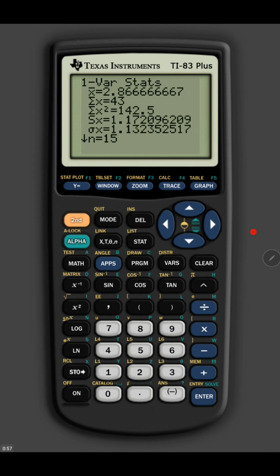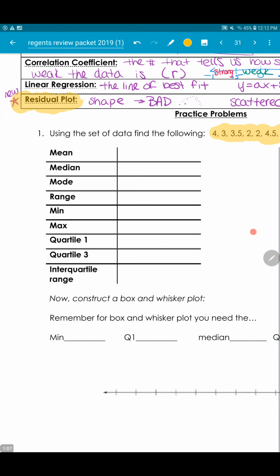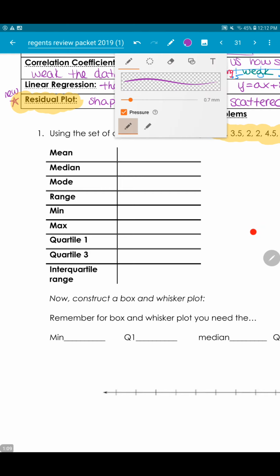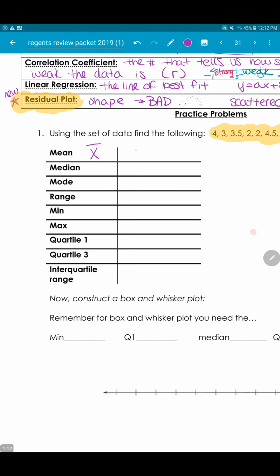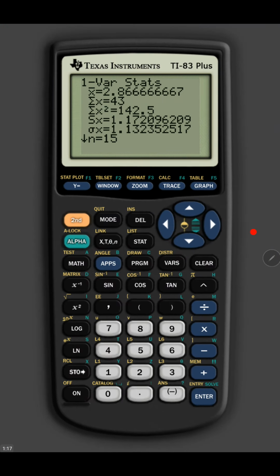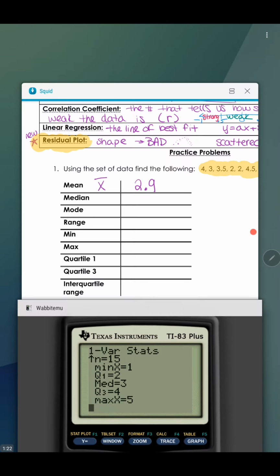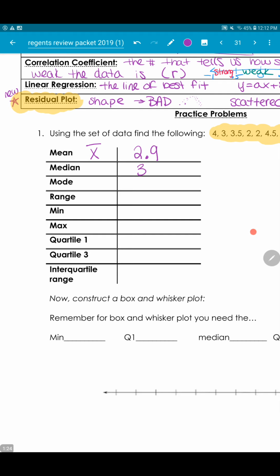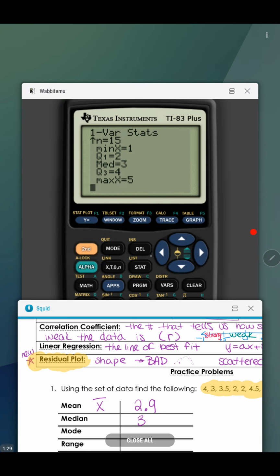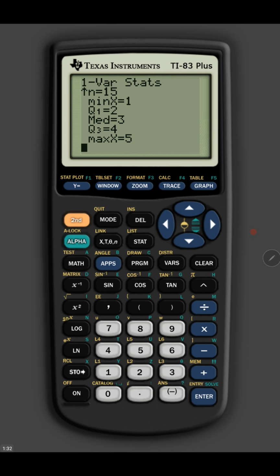Alright, so now I have all these pieces of information. So let's try to remember what these are. My mean is that first one, that X bar. So our mean is 2.9. So for mean, that's the same thing as X bar, which was 2.9. Alright, our median, we're going to scroll down. I see my median is 3. Mode we can't get from calculator, so I can't do that. Range we'll do in a second. Let's fill out the rest.